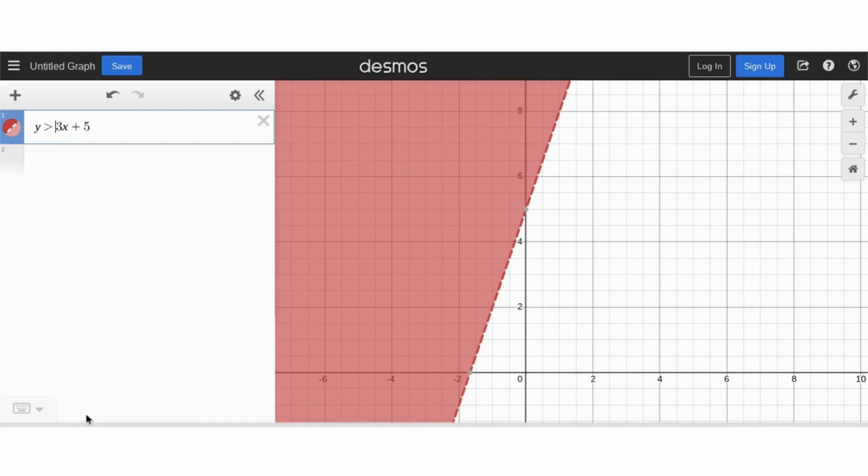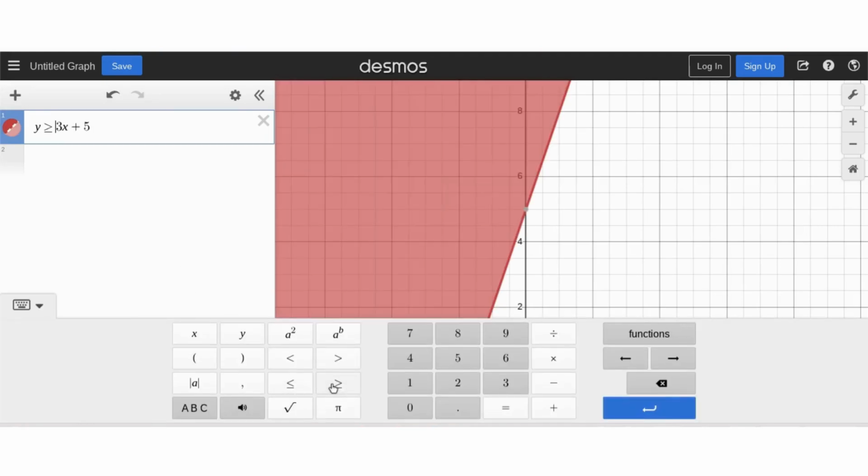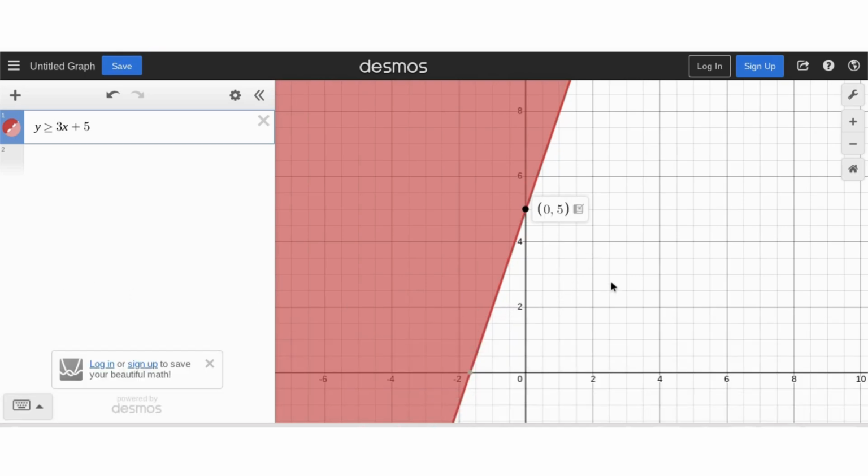So, for example, if it was less than or equal to, or greater than or equal to, it would be a bold line. It would not be a dotted line, because, for example, this point, 0, 5, is included in this equation. It does work. If you plug in 0 for x and 5 for y, that's true. But if you plug in anything that's not shaded, it doesn't work. If this goes back to greater than and not greater than or equal to, if you plug in 0 for x and 5 for y, it doesn't work anymore. You would get, like, I think 5 is greater than 5, which is not true.